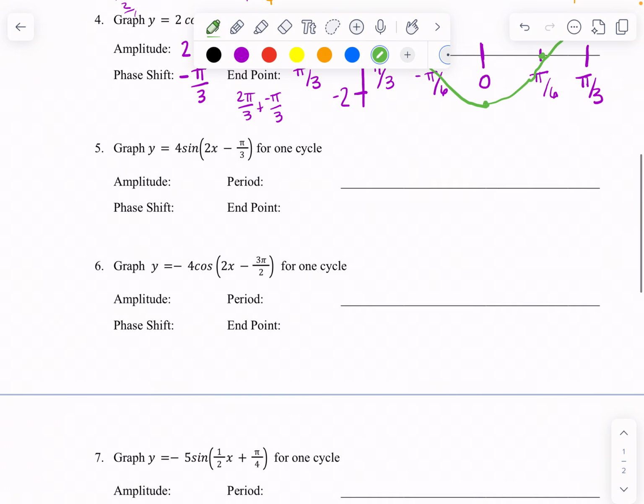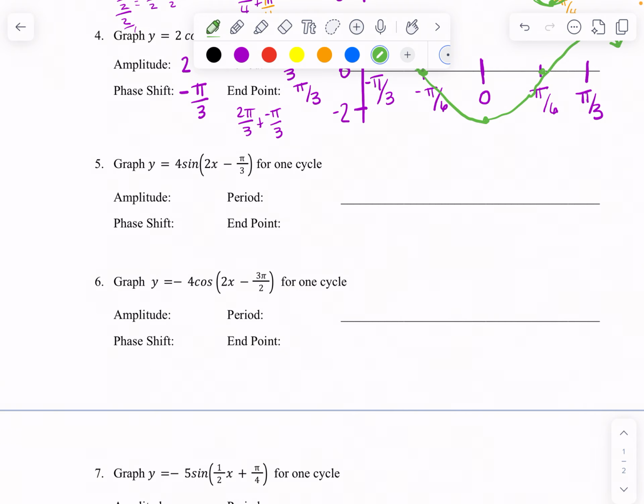All right. Number 5. 4 sine of 2x minus pi over 3. So my amplitude is 4. My period is 2 pi over 2, so he's pi. Phase shift. This guy's now a positive pi over 3 divided by 2. So pi over 3 times a half.